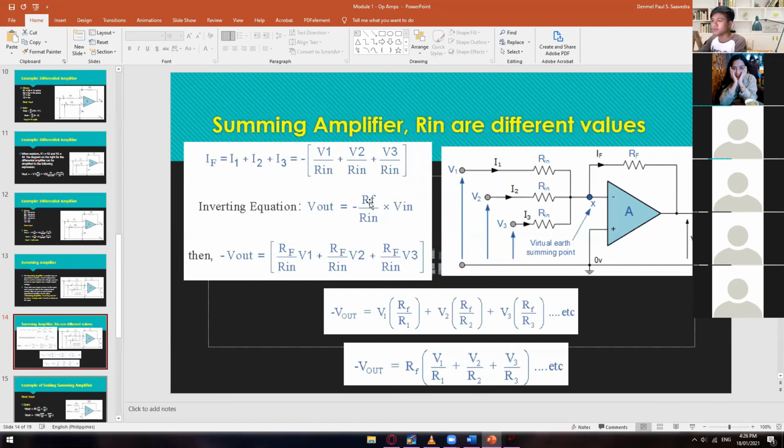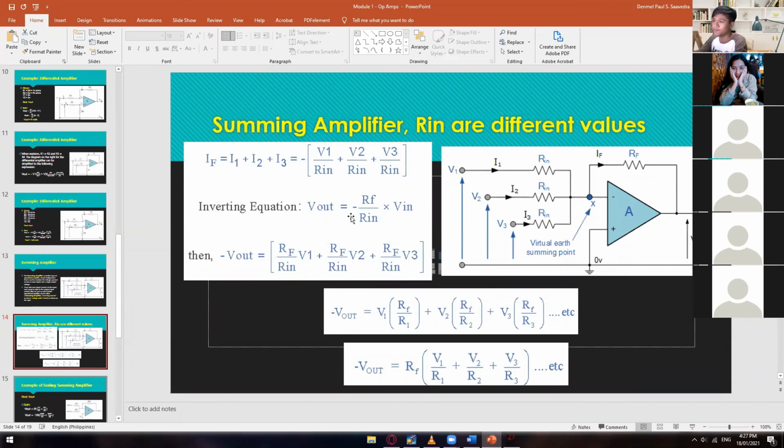Okay? So again, going back to the inverting equation, in solving the Vout for an inverting equation, you have to get the negative sign, or basically just negate the sign of your inputs. If you have positive, then that will become negative. If you have negative, then that will become positive. Here, since we have positive inputs, all you have to do is negate the entire formula: negative RF divided by Rin times Vin. Well, this is if you only have a single input.